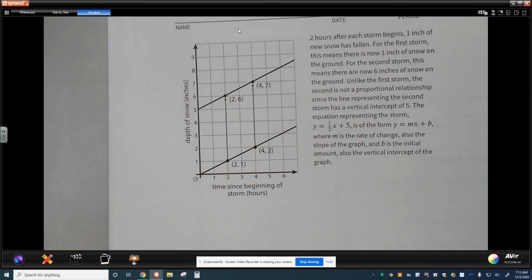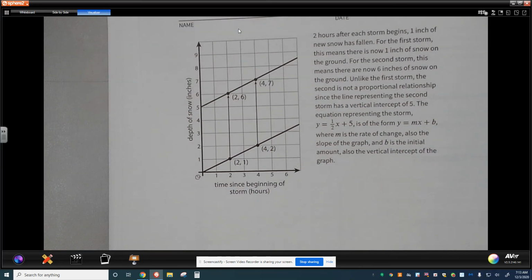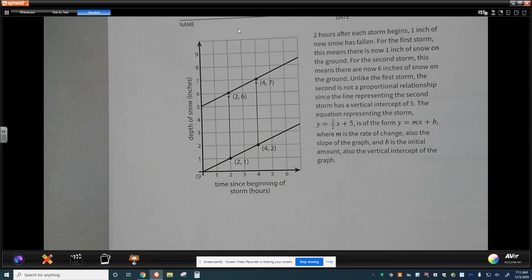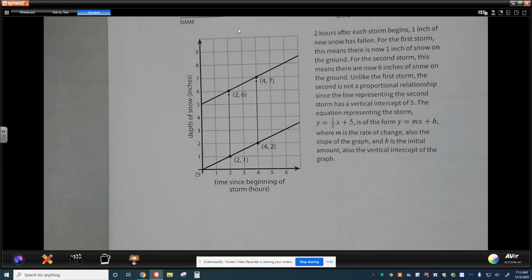So we can use all that information to find a lot of different values. After 2 hours, now all of a sudden there are 6 inches of snow in total. After 4 hours, there's a total of 7 inches of snow. A lot of different things we can gather from that after using the 2 lines.